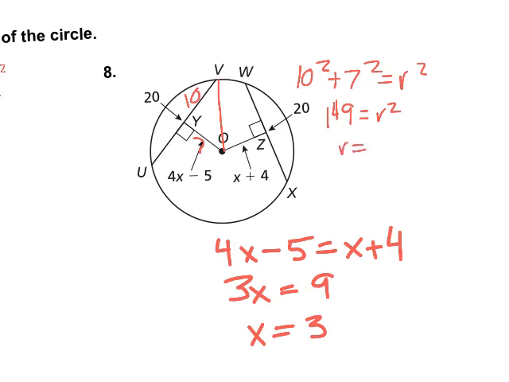Somebody want to help me out? What's the square root of 149? 12.2. So my radius is 12.2.